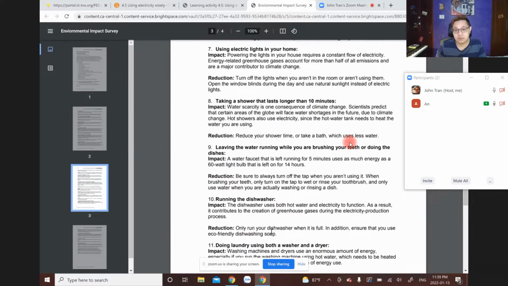Running the dishwasher. Dishwashers use both hot water and electricity to function. As a result, they contribute to the creation of greenhouse gases during the electricity production process.